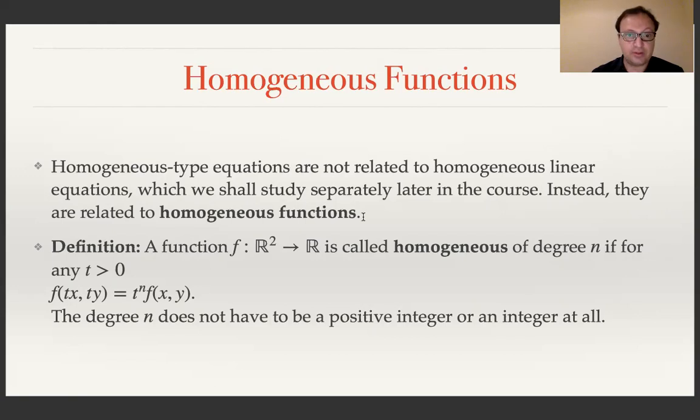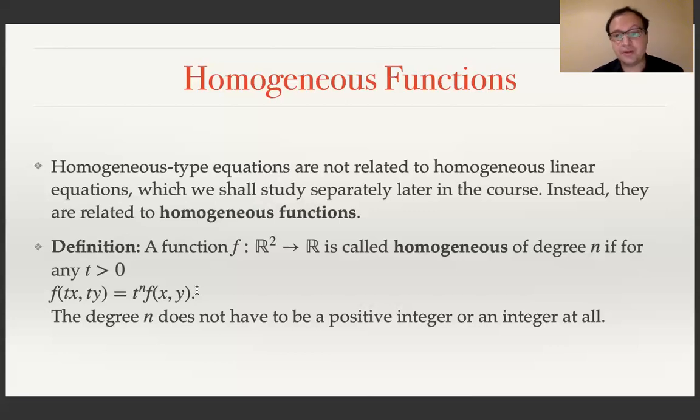The homogeneous equations we study today are related to homogeneous functions. What is a homogeneous function? A function of two variables, f of x and y, is called homogeneous of degree n if for any positive number t, f of tx and ty is equal to t to the n times f of x and y.